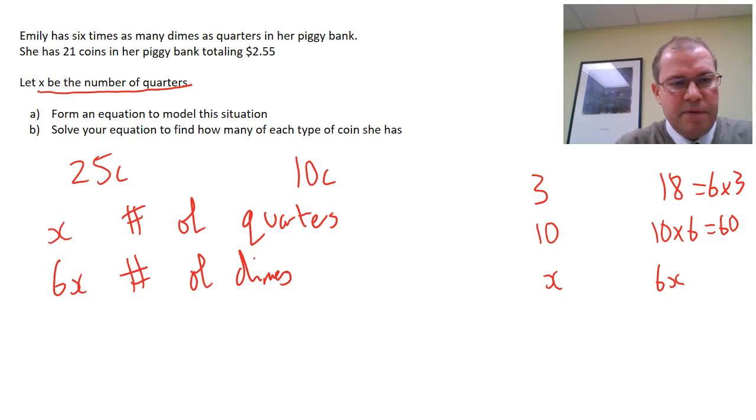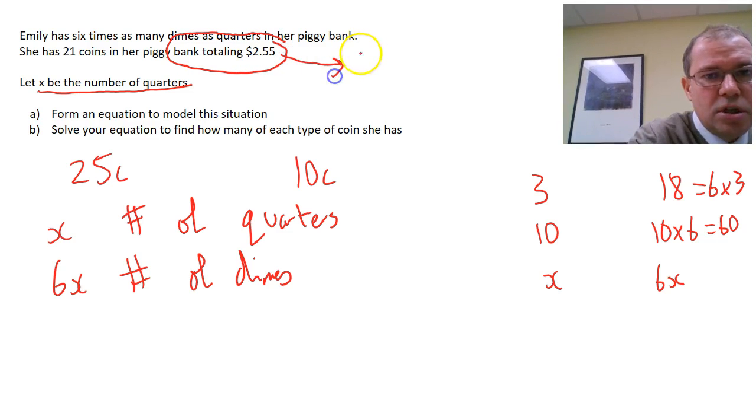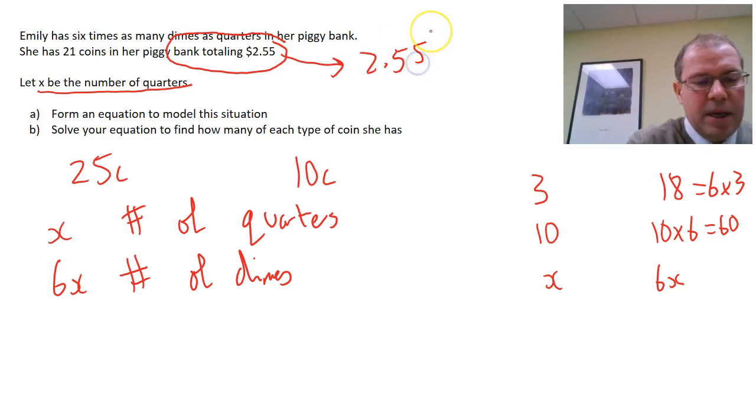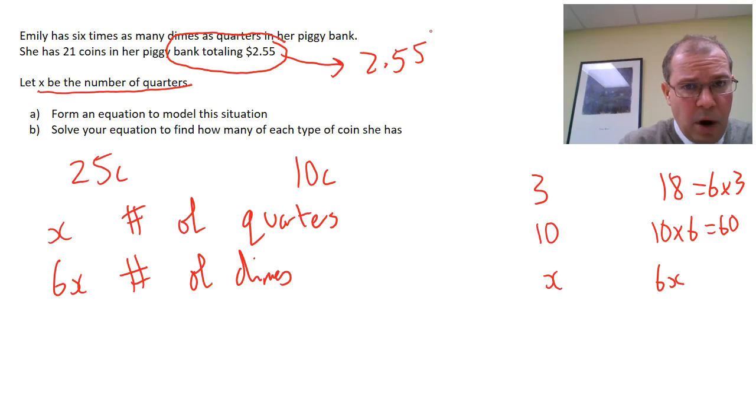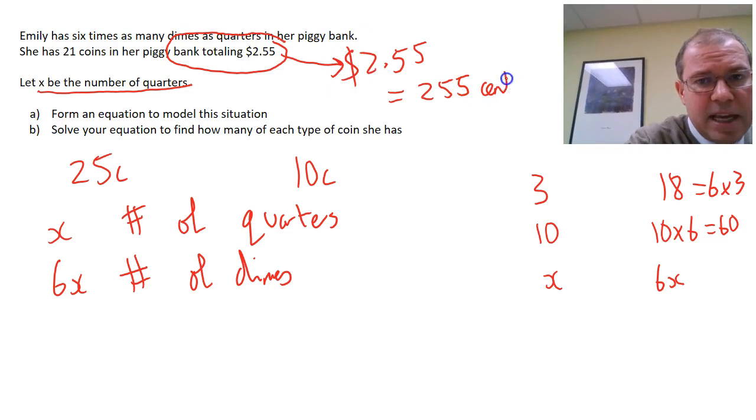Okay, so once we've defined the number of quarters and the number of dimes, we're ready to actually find an equation. And we want to find an equation involving the cost here. In total, she has $2.55. Now, what I'm going to do is convert that into cents, because we're talking cents. So $2.55 is 255 cents.